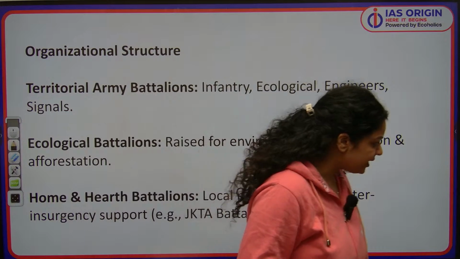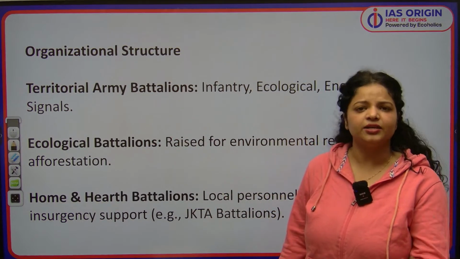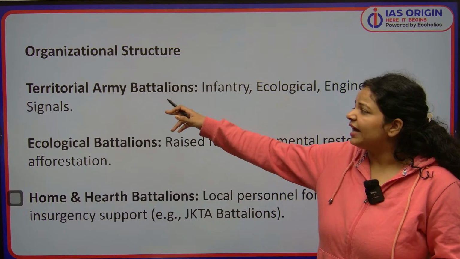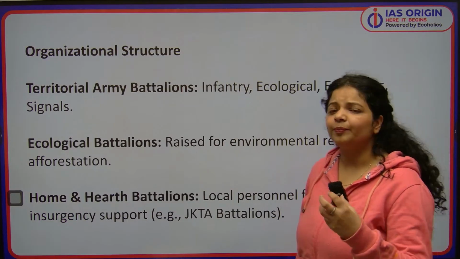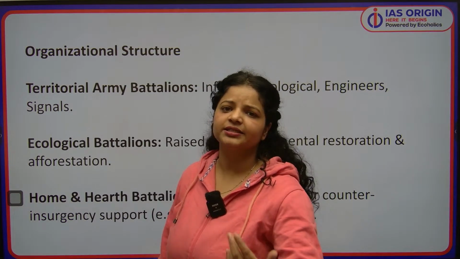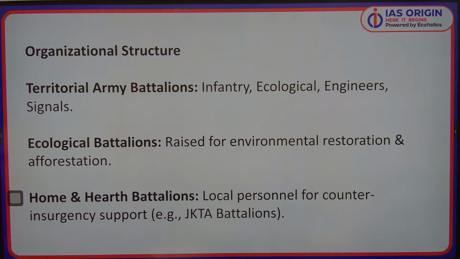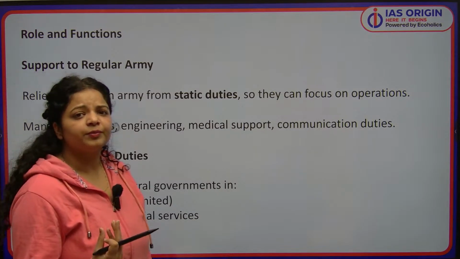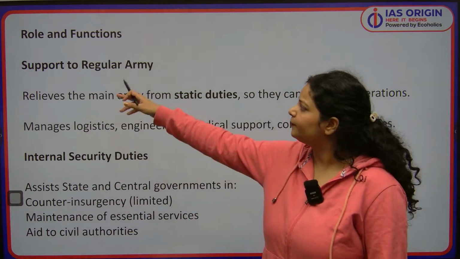Now the next thing, organizational structure: there are Territorial Army battalions, ecological battalions, and home and hearth battalions. That means if required they can also be asked to serve on platforms. Second, if there is any kind of disaster or an ecological restoration process going on, then they can be called. Then if there is any counter-terrorism related problem, or if defense is working on internal security, then also they can be called.